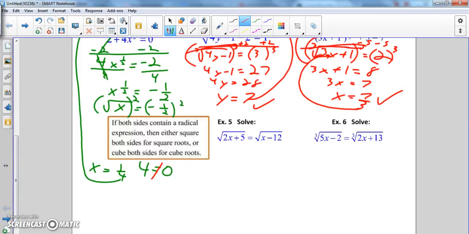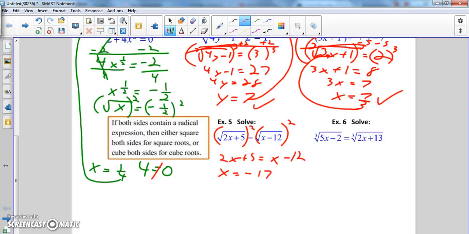For example 5, it says if both sides contain a radical expression, either square both sides for square roots or cube for cube roots. So if I square both sides, I end up with 2x plus 5 equals x minus 12. Subtract x from both sides, subtract 5 from both sides, and I get x equals negative 17.